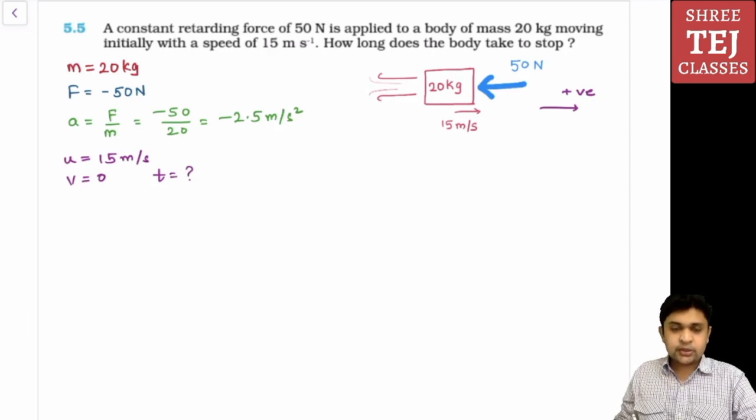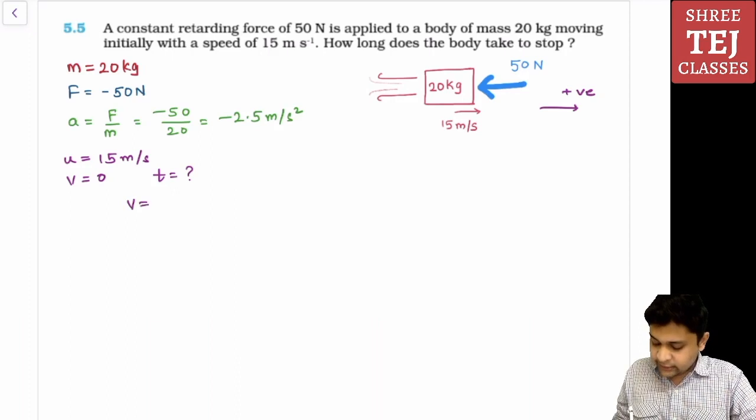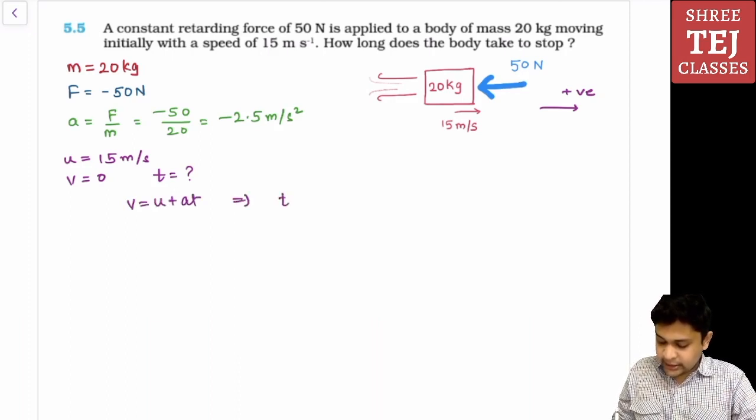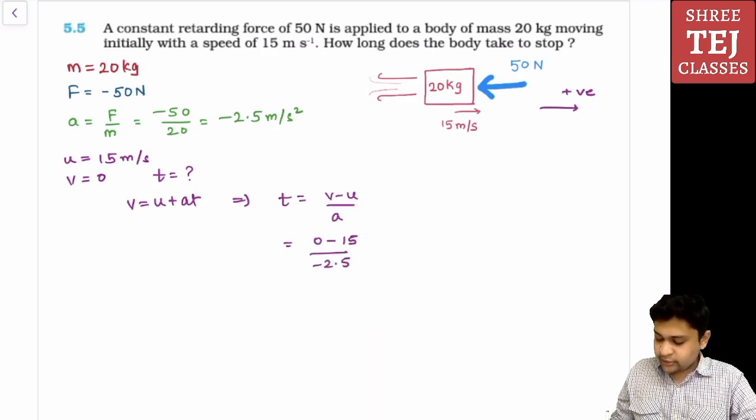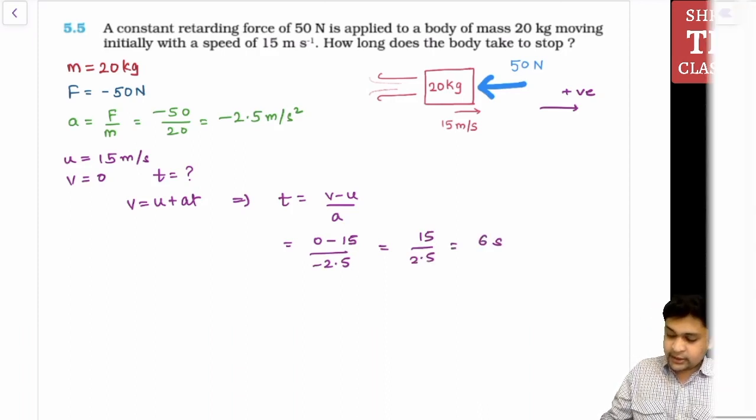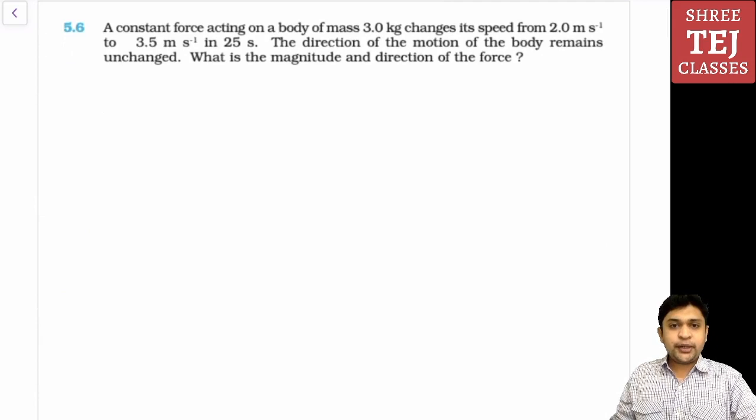Time is question mark. So what we will do, we will use first equation of motion. v is equal to u plus at, which we can rearrange as t is equal to v minus u upon a. So this is 0 minus 15 upon minus 2.5, which comes out to be 15 upon 2.5, which is nothing but 6 seconds.